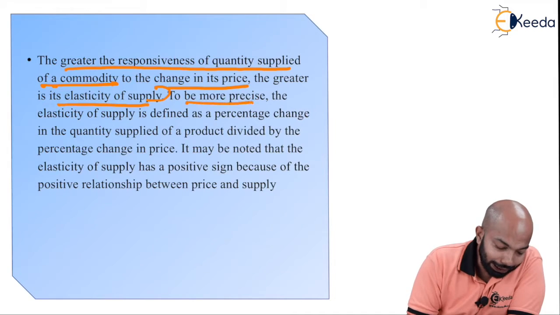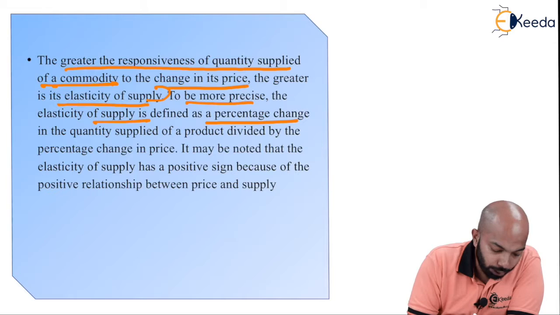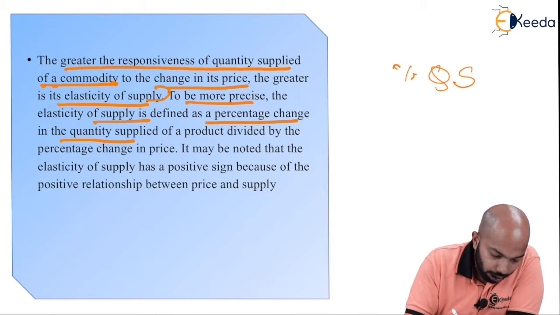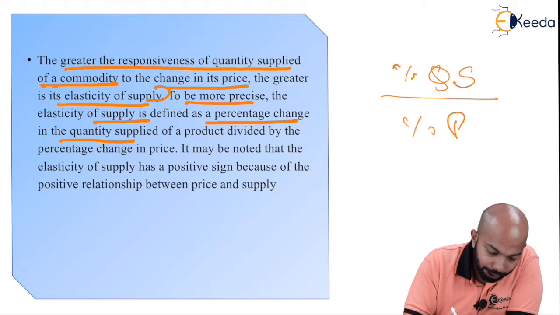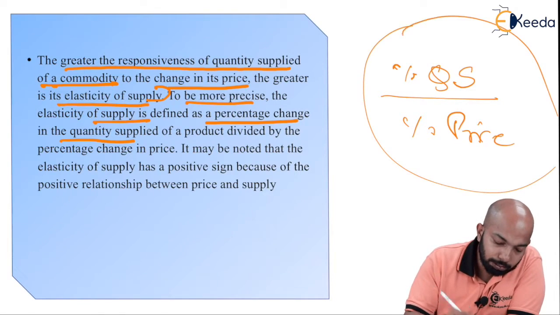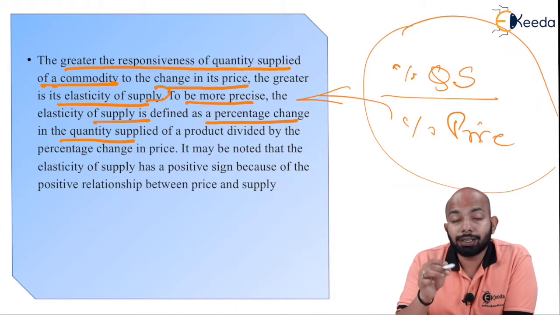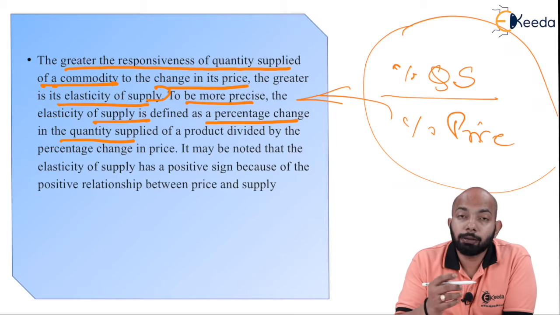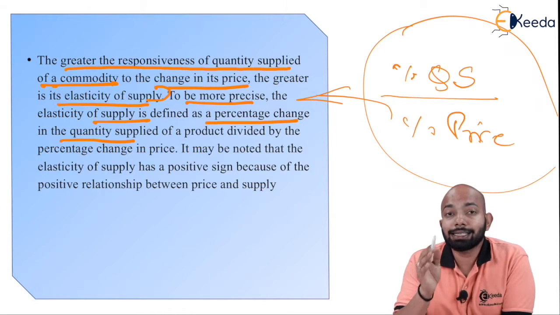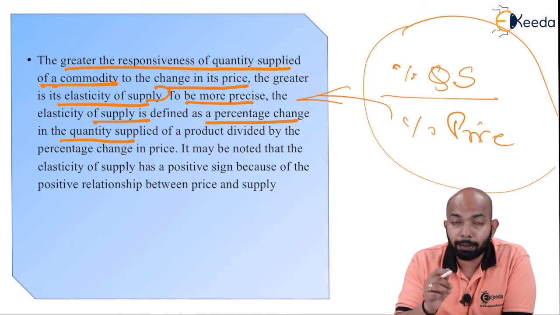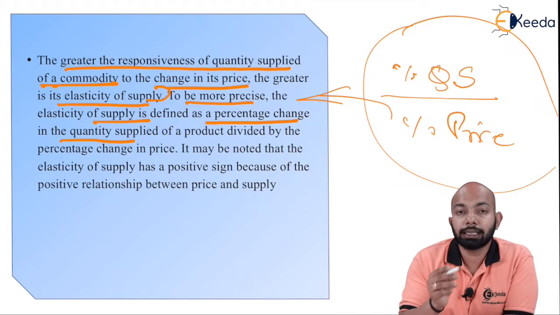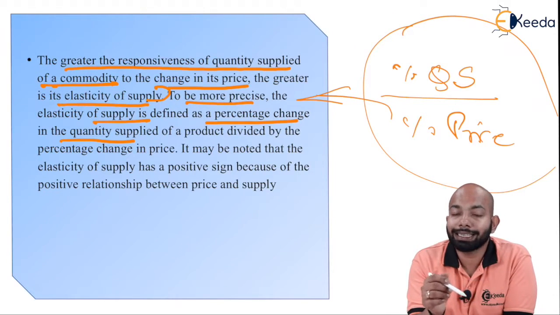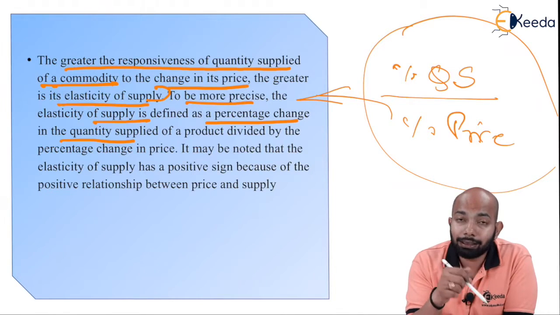To be more precise, the elasticity of supply is defined as the percentage change in quantity supplied upon percentage change in price. So this is the formula that is being applied here: percentage change in quantity supplied divided by percentage change in price. This determines the elasticity of supply. This determines only the elasticity. It doesn't say whether it is perfectly elastic or perfectly inelastic. We need to understand that in more depth.